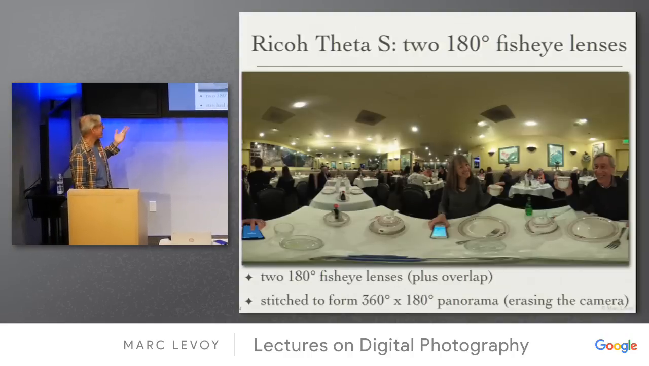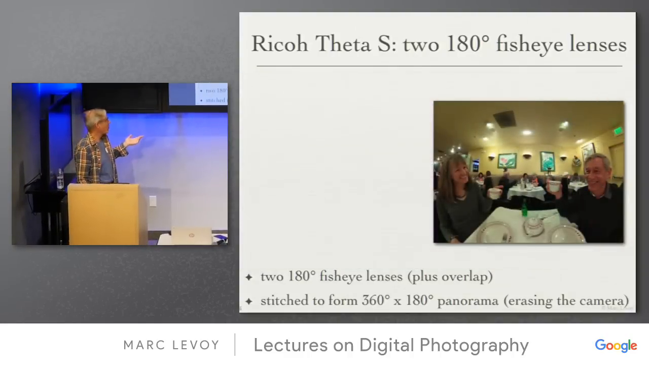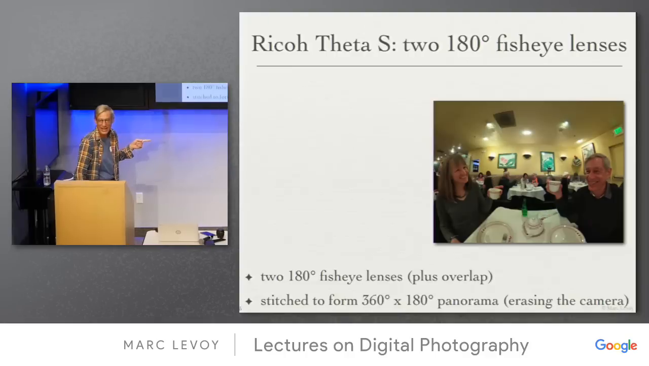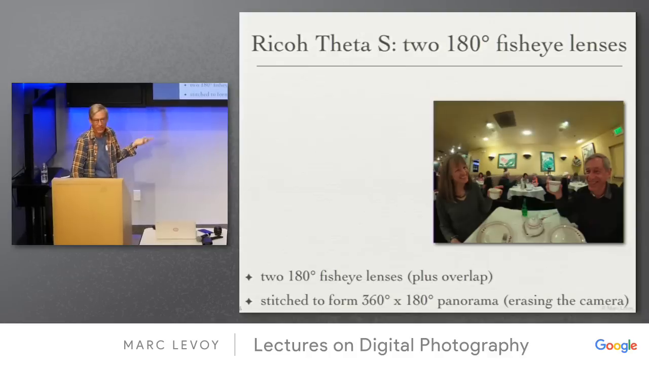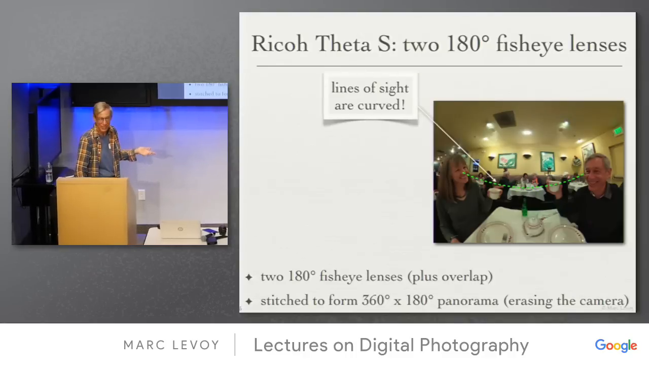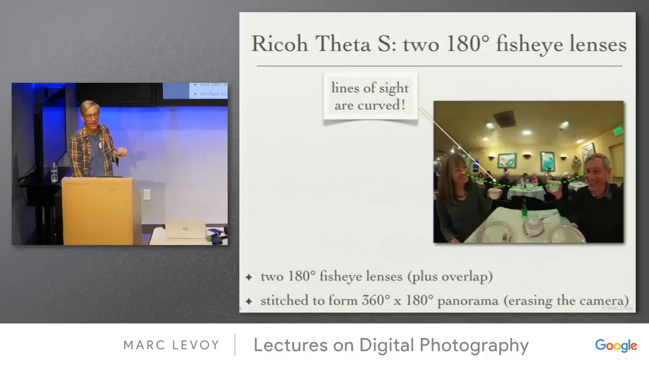So that looks kind of weird, but you can take a small part of it. That looks a little bit better. What's interesting here is that I'm looking directly at her. Doesn't look like that, does it? Well, it's a fisheye. All the lines are curved, including the lines of sight. We are actually looking at each other. I remember when I took the picture.